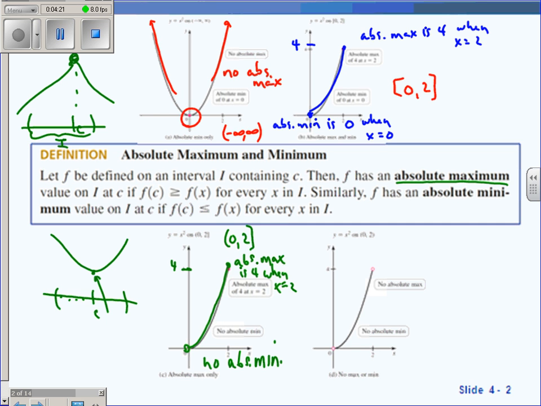Okay, and the next one, we're now looking at the interval from 0 to 2, and neither endpoint is included. So now we've got a circle down here at 0.